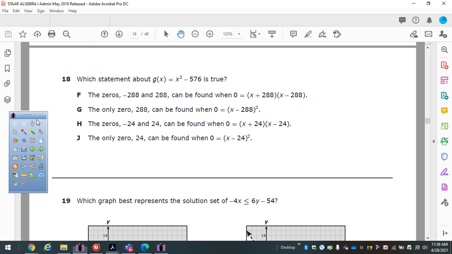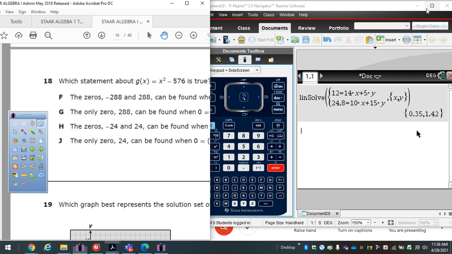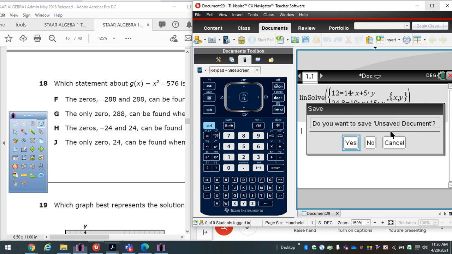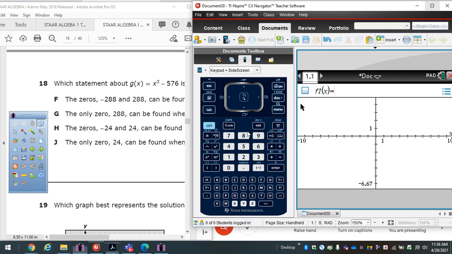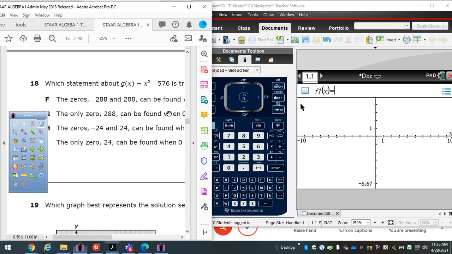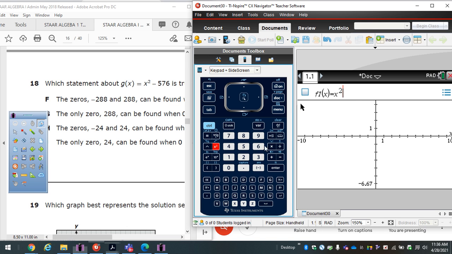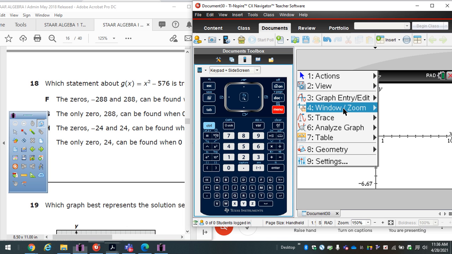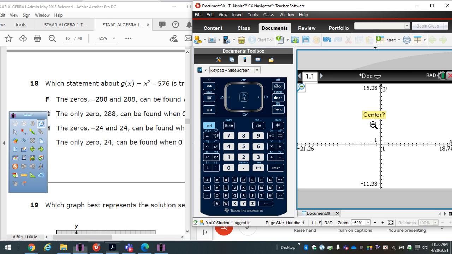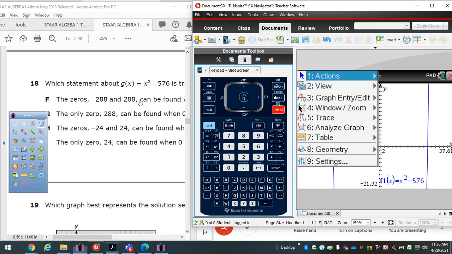The zeros, ooh, it's asking about the zeros. So what I'm going to do is graph it. I'm really going to graph it. I'm not going to be thinking too much. X squared minus 576. Okay, now there, we're going to go menu. We're going to zoom out. Okay, so now they want the zeros, guys and girls.